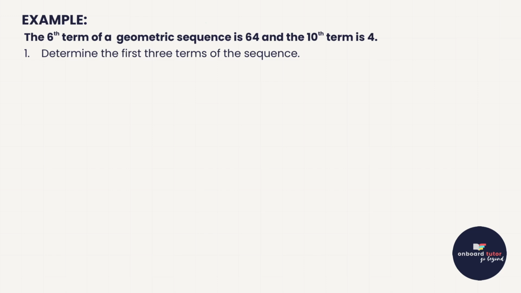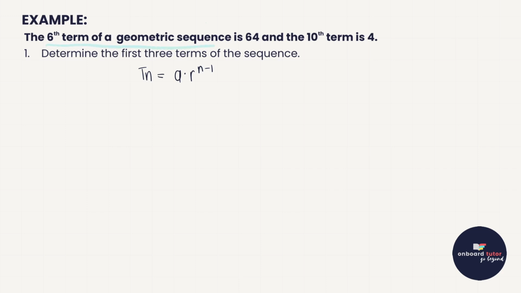Finally, let's see if we can really get our brains working here. We are given the fact that the 6th term of a geometric sequence is 64, and the 10th term is 4. And they would like us to determine the first 3 terms of the sequence. Well, let's put our knowledge to the test. What we do know for sure is that the general term is a multiplied by r to the n minus 1. We can now apply this general term to the information that they have given us.